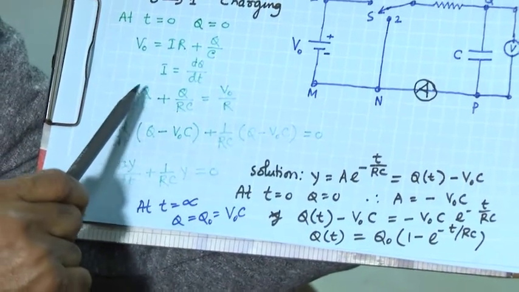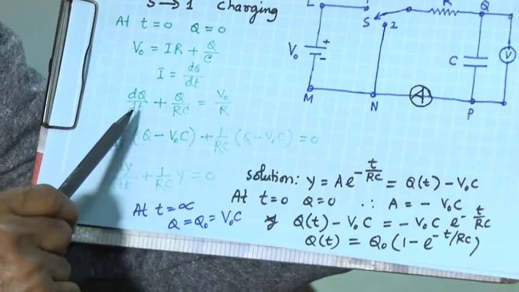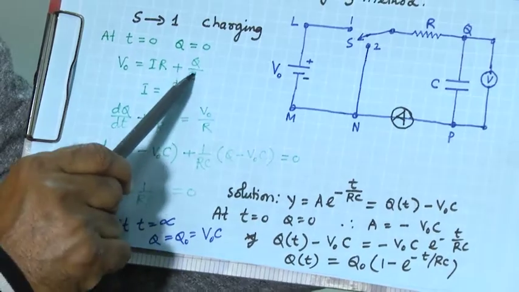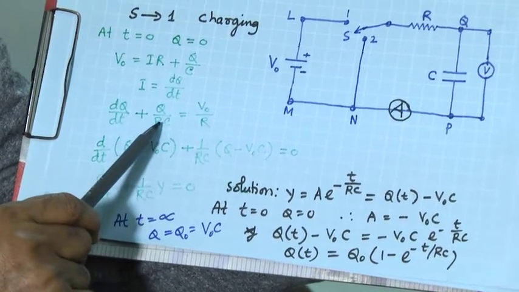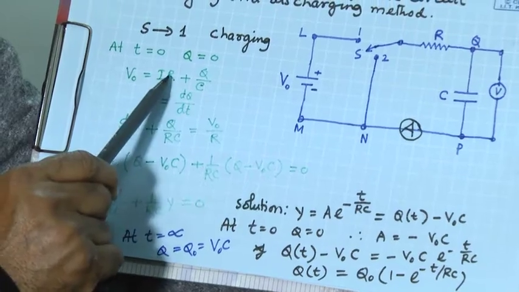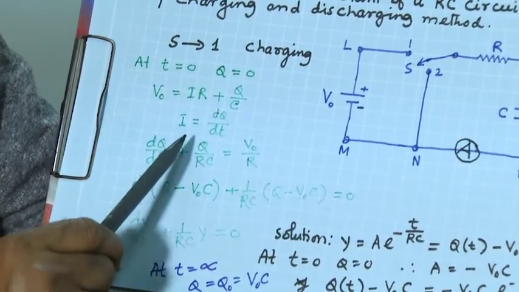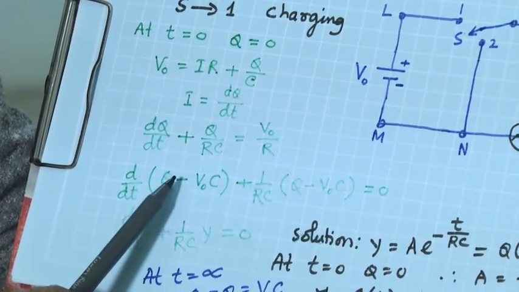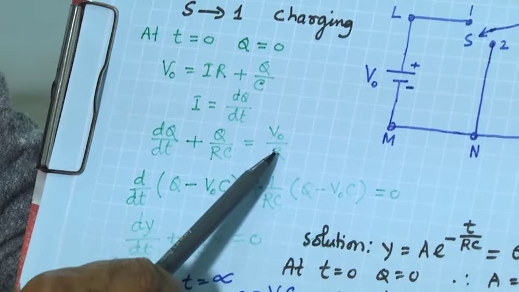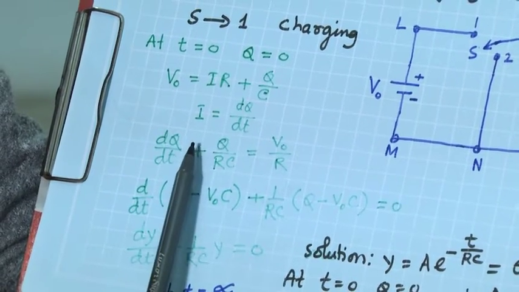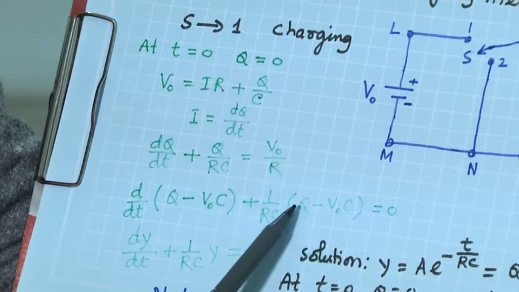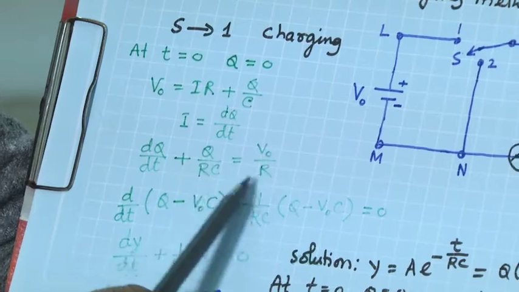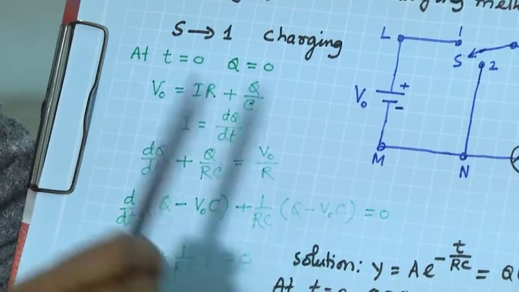Then the equation I am getting is dq by dt plus Q divided by RC equal to V0 by R. I divided by R and replaced I with dq by dt. Now I can arrange this: V0 by R I can take to this side along with 1 by RC, and these two terms give me q minus V0C, right.